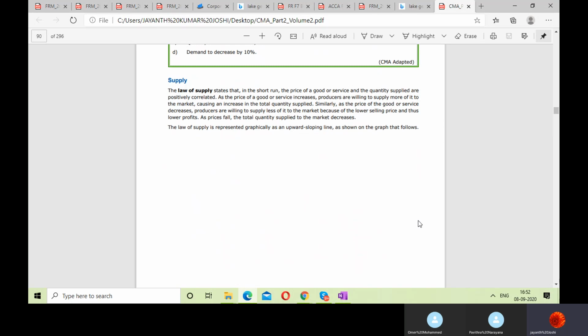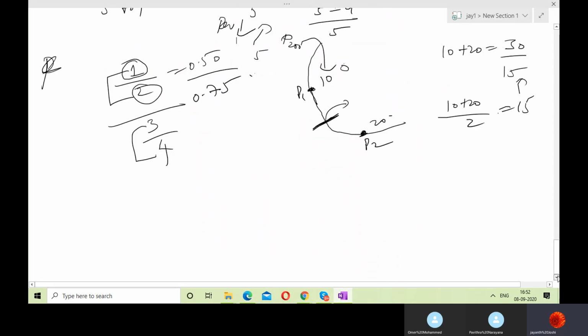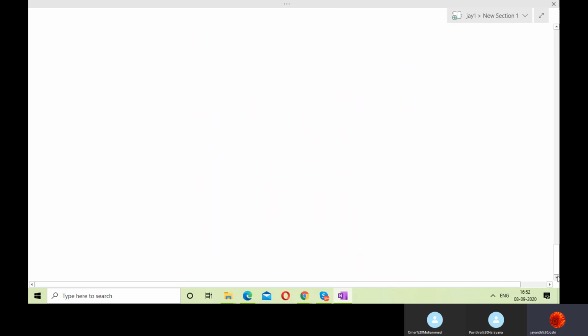Now let's go for supply. Law of supply. So what is meant by supply? Whatever is ready and available and can be sent to the market is called supply. Whatever is ready and available with you, and that can be sent to the market in exchange for some money, is called supply.